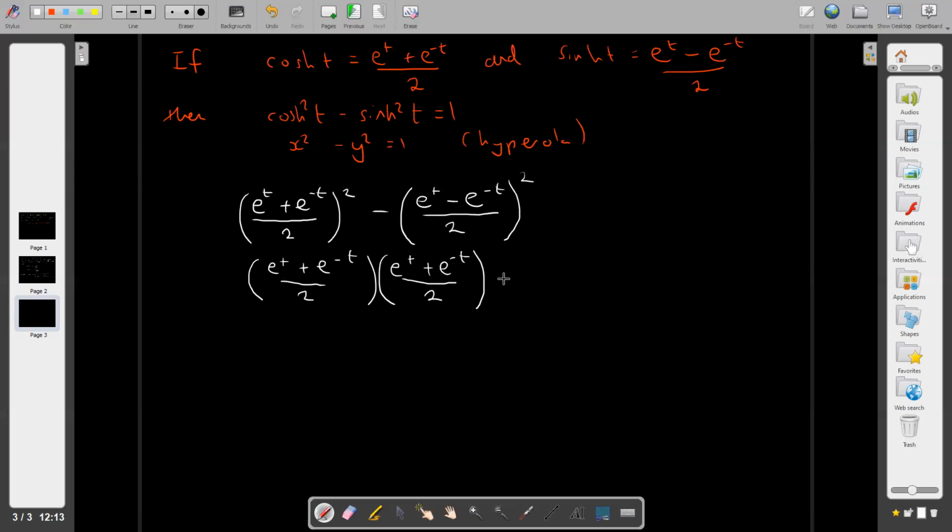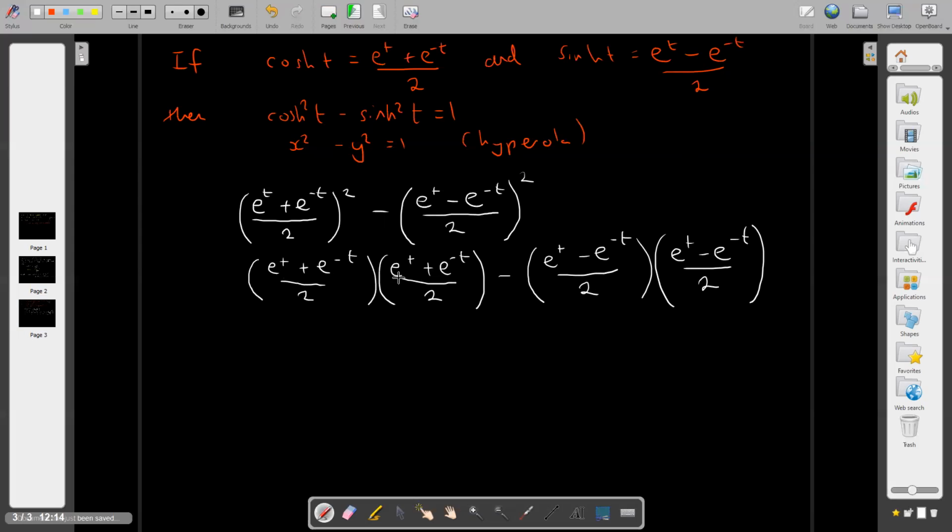Okay, and then I'm going to subtract (e^t - e^(-t))/2 times (e^t - e^(-t))/2. So this looks a bit daunting, but it's not going to be too bad. So let's do this side here first.